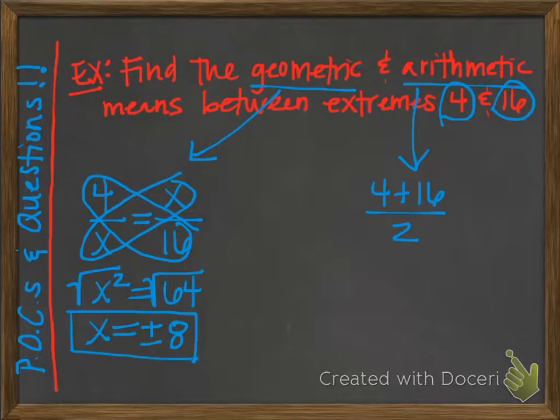For the arithmetic mean, we're just adding 4 and 16, so that's 20, dividing by 2 is 10. It's a little bit of an easier process.